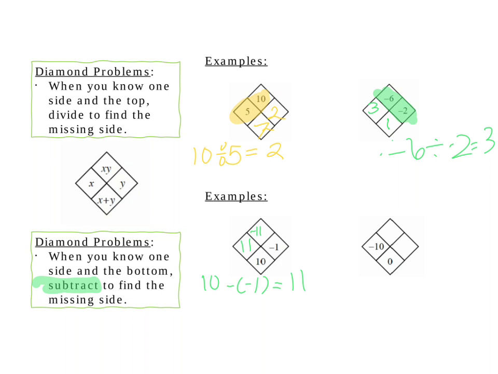For our next problem, we have a negative 10 and a 0. 0's at the bottom, so we are going to subtract negative 10 from 0. Again, 2 minuses make a plus, so 0 plus 10 is 10. 10 goes here. 10 times negative 10? There you go.